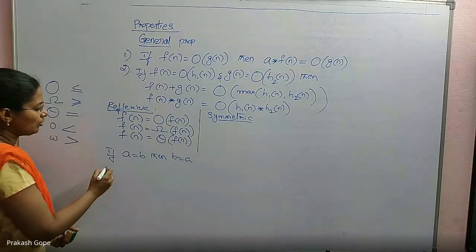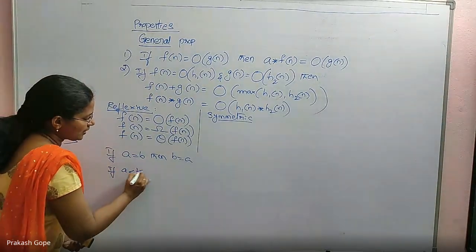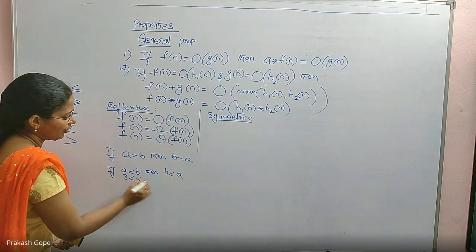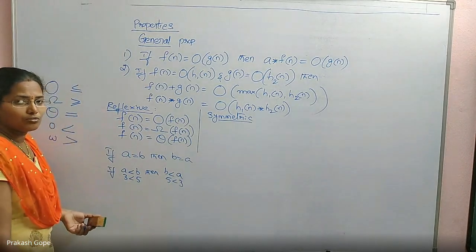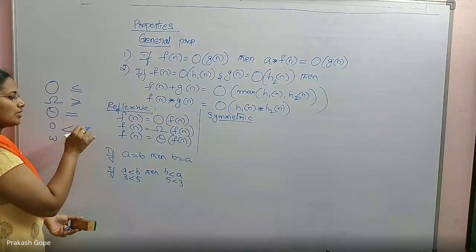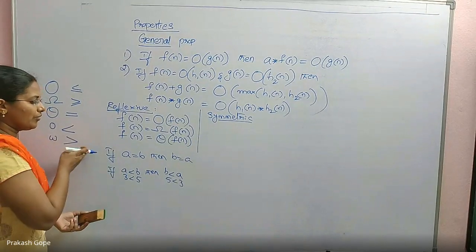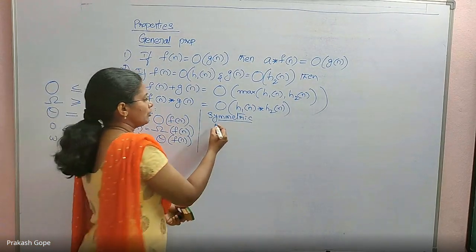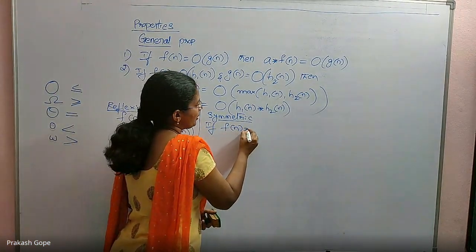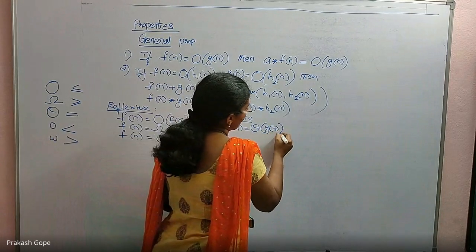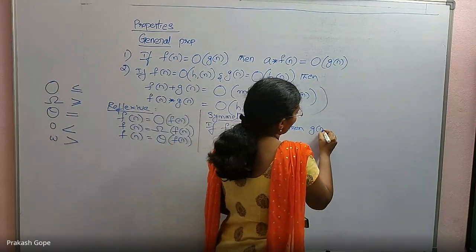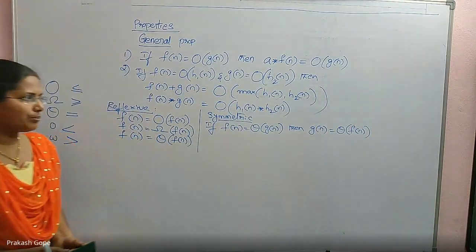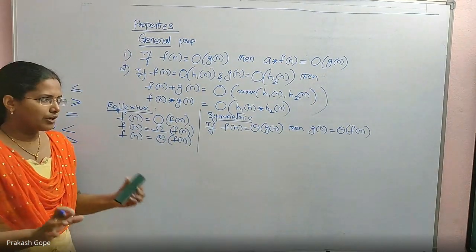Then how about little omega? If A is strictly less than B, then B is strictly less than A, is it? This is 3, 5. Is 5 less than 3? No. False. So, for strict less than, the symmetric property doesn't work. Even for strict greater than, the symmetric property doesn't work. So, the symmetric property is true only for theta, which means if f(n) is equal to theta of g(n), then g(n) is equal to theta of f(n). That's all. The symmetric property is true only for theta, not for anything else.